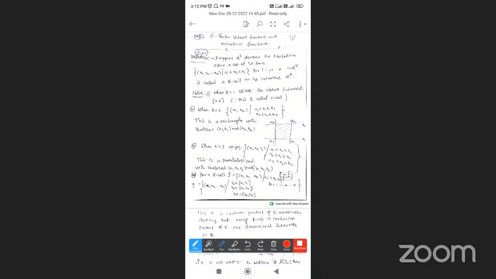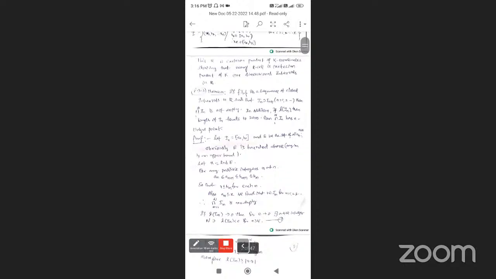I am already telling the theorem on this page, number 6.32, page number 60. The theorem is the nested interval theorem, theorem 6.32.